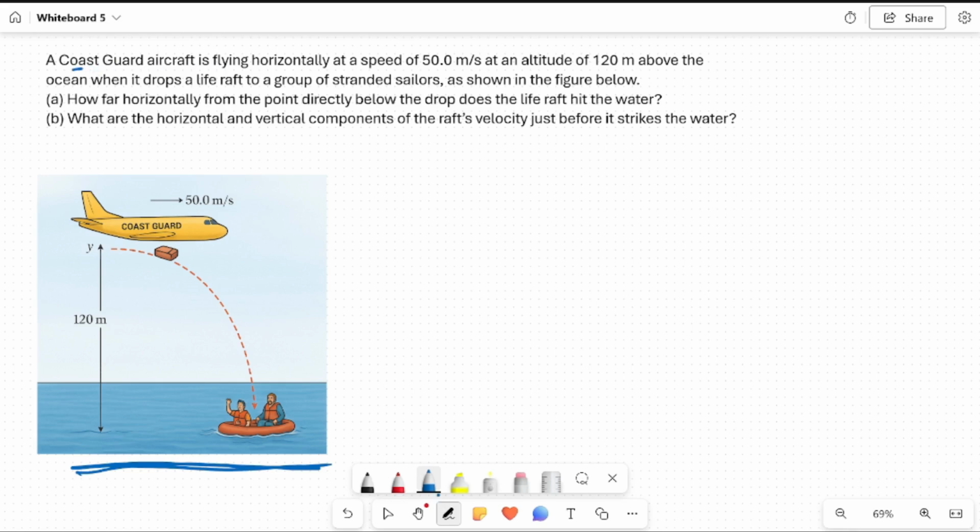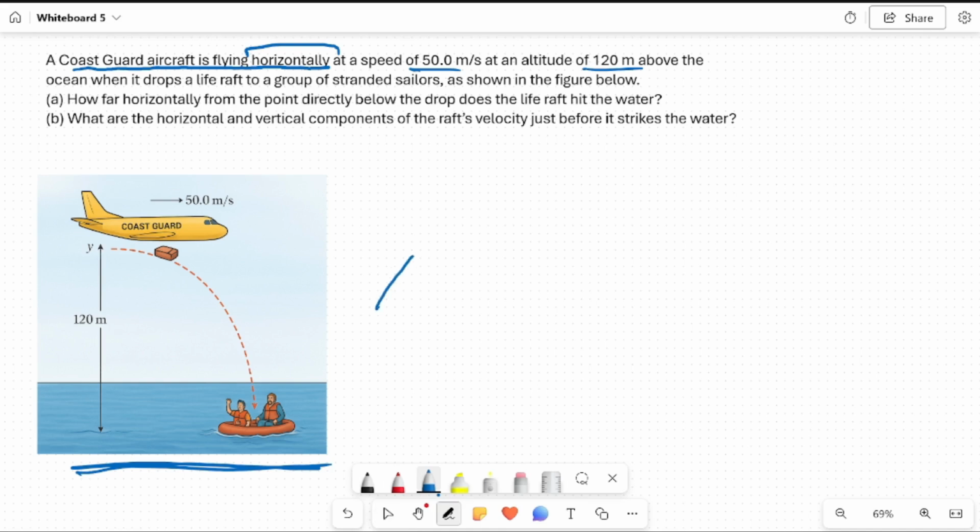Today we're looking at a very basic projectile problem about a Coast Guard plane flying horizontally, and that "horizontally" is one of the big words in the problem, with a speed of 50 meters per second. It also gives us a height off the ground. So let's just look at a basic projectile problem.